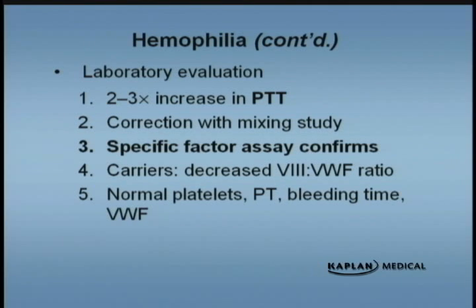The laboratory evaluation, the PTT will be elevated to 2 to 3 times normal. You can correct this bleeding abnormality with a mixing study. So you add normal plasma to it, and all of a sudden the PTT goes back to normal. It tells you that you have some clotting factor problem. And the specific assay for the factor is the definitive proof. So if you suspect factor 8 deficiency, you order factor 8 activity, and for factor 9 you order factor 9. Typically you order both, and then the one that comes back abnormal gives you the diagnosis. So remember that the best test is going to be a specific factor assay.